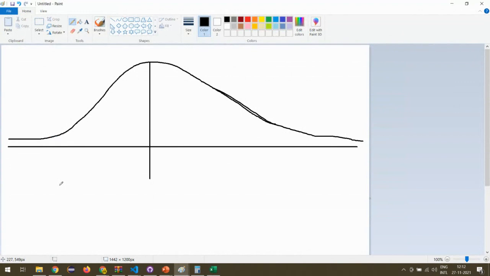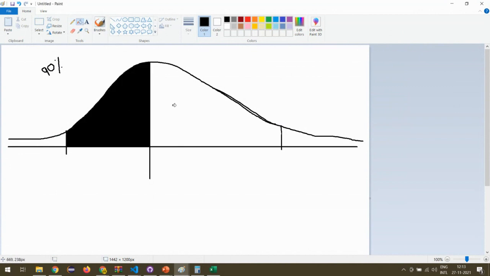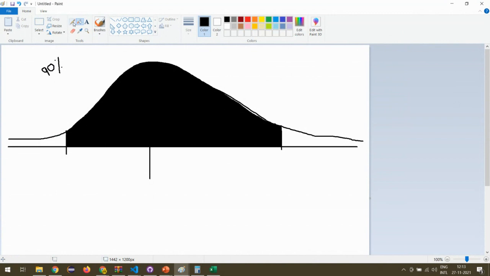Actually it is mu, but what we want to do is just estimate the extreme limits, right? So we want here and here. Let us say the confidence we want is 95%. Let's use 90% to make it simpler. If we need 90% confidence, this area should be 90. So this area is 90.